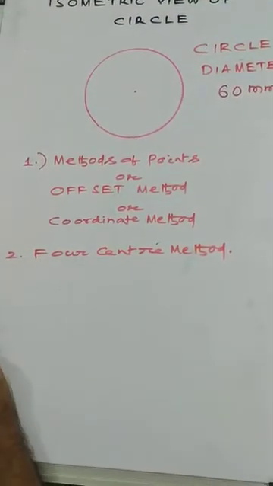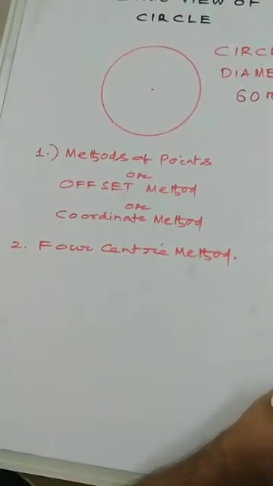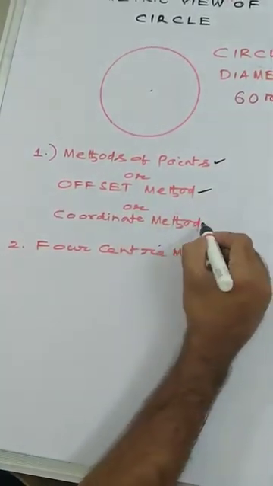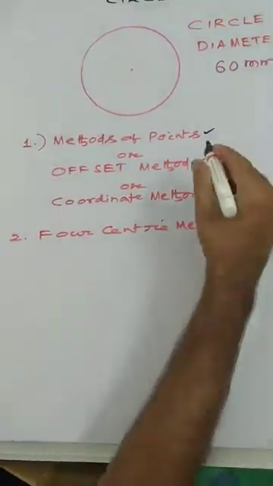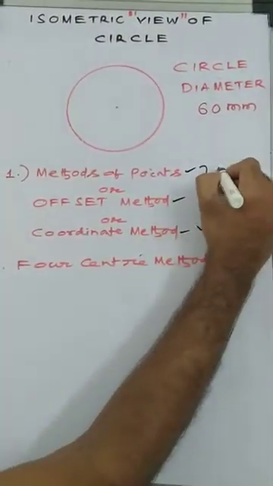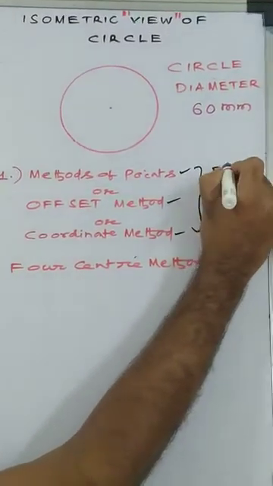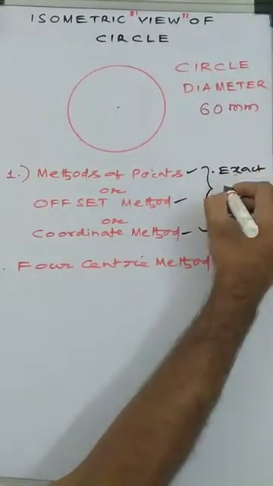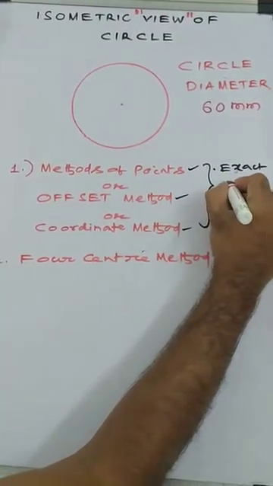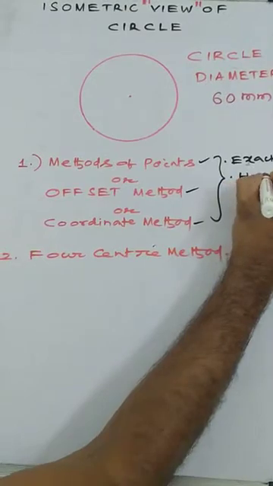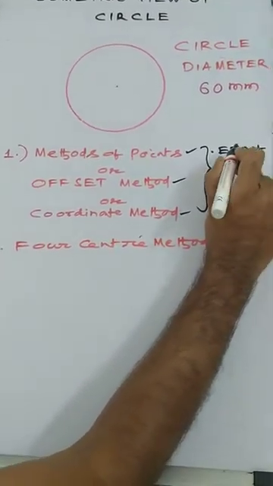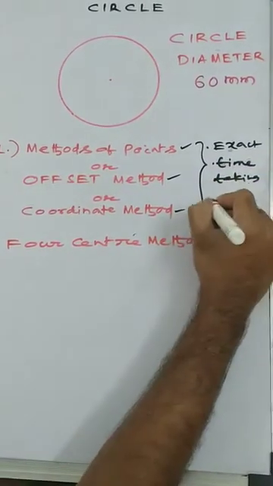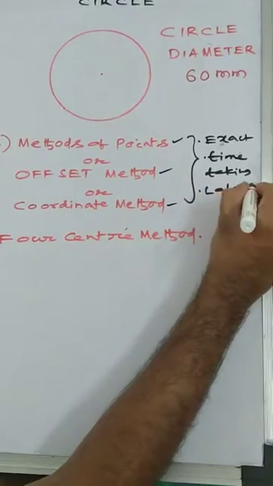To construct the isometric view of a circle, we have two methods. Method of tangents, or offset method, or coordinate method. This method is going to give exact dimensions, but it is a lengthy and time-taking process. We will call it, finally, a laborious process.